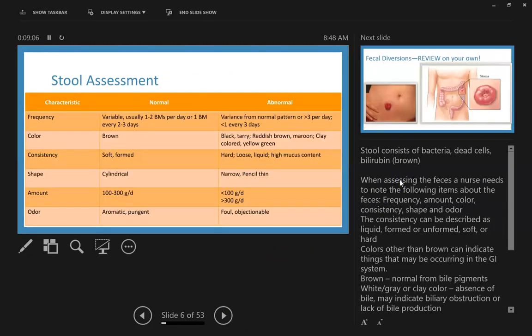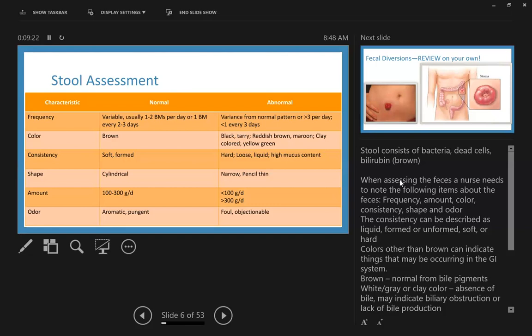Stool assessment. So we've gone over this before. Frequency is whatever that person's norm is. If they go once a week, then that's their norm. If they go 3 times a day, then that's their norm. It's when they have changes in their normal pattern that we get concerned about it.